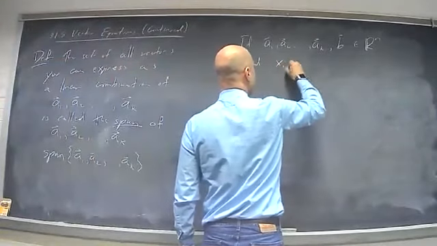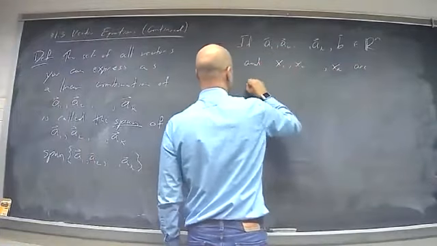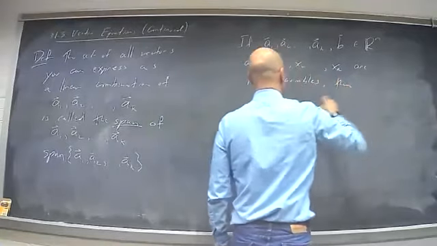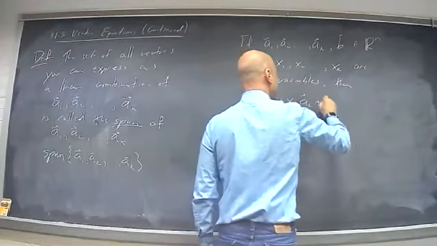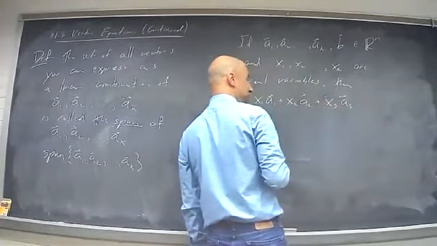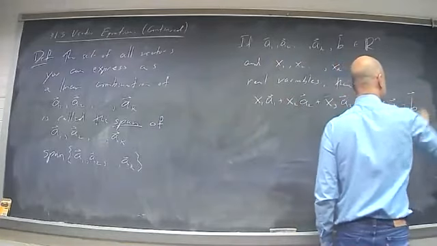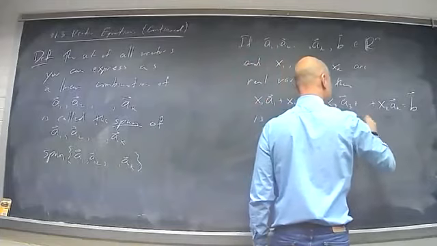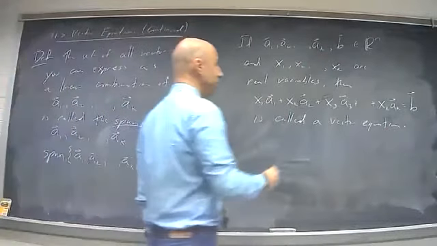and x1, x2, all the way up to xk are numbers, let me say are real variables, then x1 times a1 plus x2 times a2 plus x3 times a3, notice I'm putting vector symbols over top of all my vectors, but not over any of my scalars, plus all the way up to xk times ak equals b is called a vector equation.